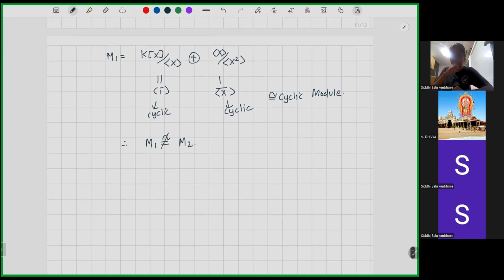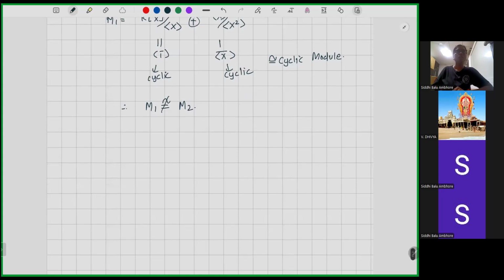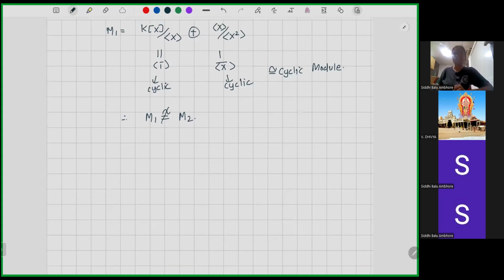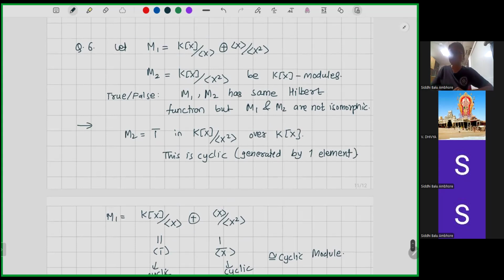I hope it is clear. If not, please let me know. Now we have to find the Hilbert polynomial for both of them. So at least this part is okay, that M1 and M2 are not isomorphic. But we have to check whether they have the same Hilbert polynomial or not.